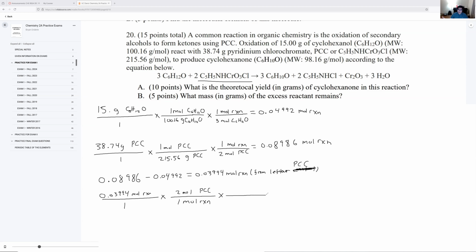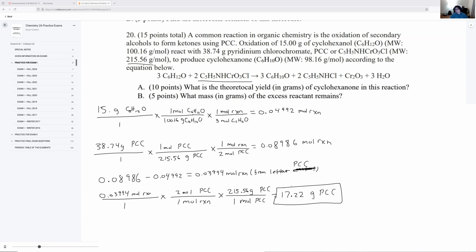And then we have to convert this into grams, right? So then we're just going to go ahead and multiply by the molar mass. No, not that one. By the molar mass over here, the 215 that we used before. So 215.56 grams of PCC for every 1 mole of PCC. And then we get 17.2, let's see, sig figs. So we have 4 sig figs as our limit, so we'll do 4 sig figs. 17.22 grams of PCC. And then that is the answer to part B.